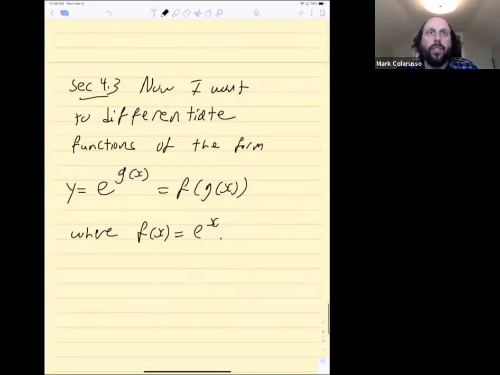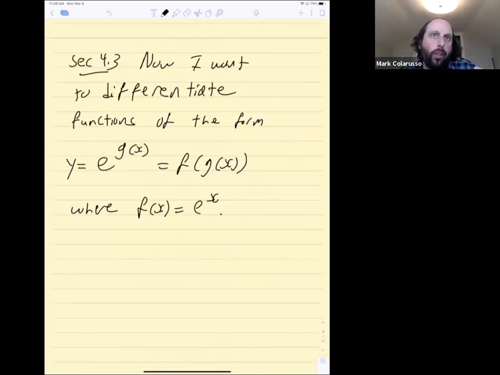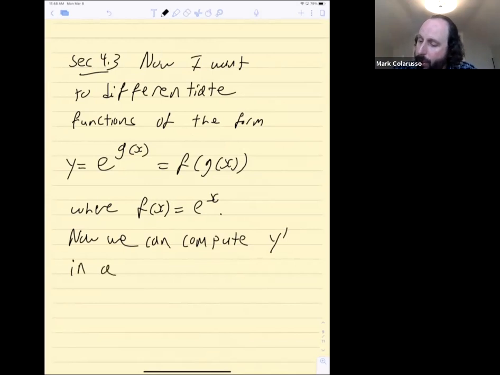Now, the chain rule gives us a very nice way to handle the derivatives of this. And again, because the derivative of e to the x is so easy, this becomes a very straightforward thing to do. Now we can compute y prime using the chain rule in a similar way to what we did above.